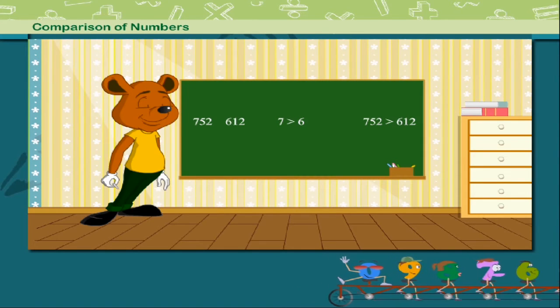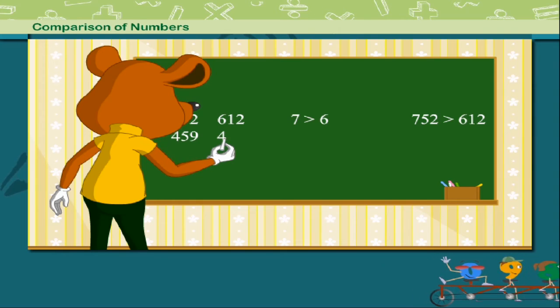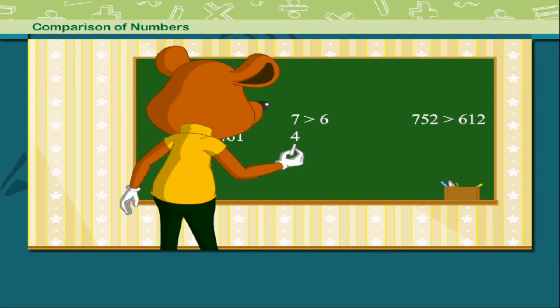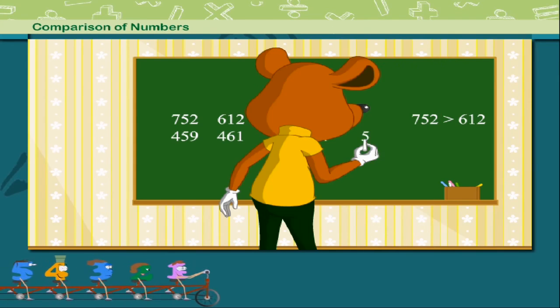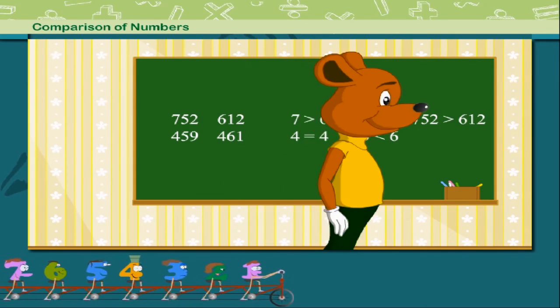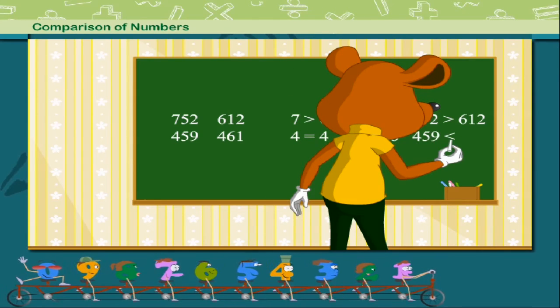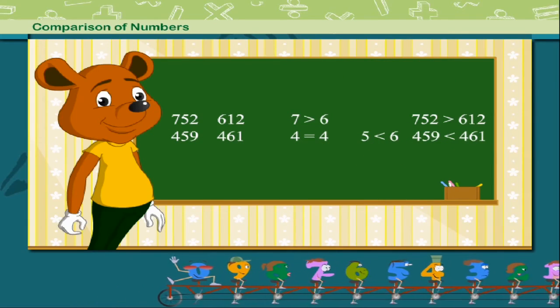His next set of numbers is 459 and 461. Tommy compares the hundreds. 4 is equal to 4. So he compares the tens. 5 is less than 6. So 459 is less than 461.